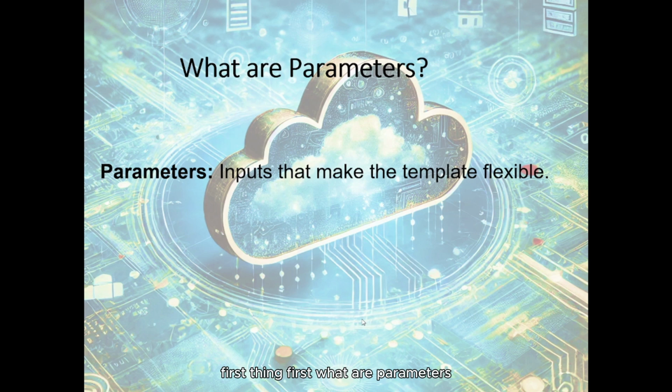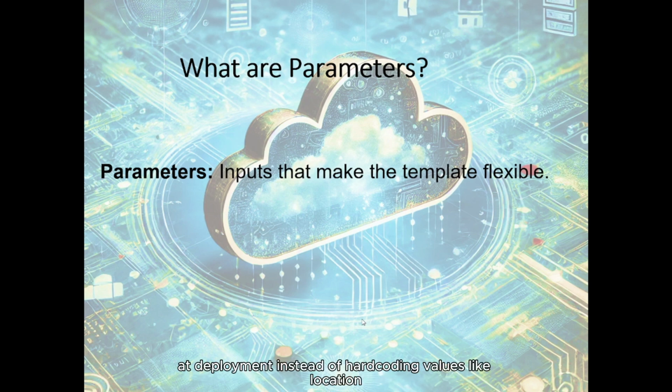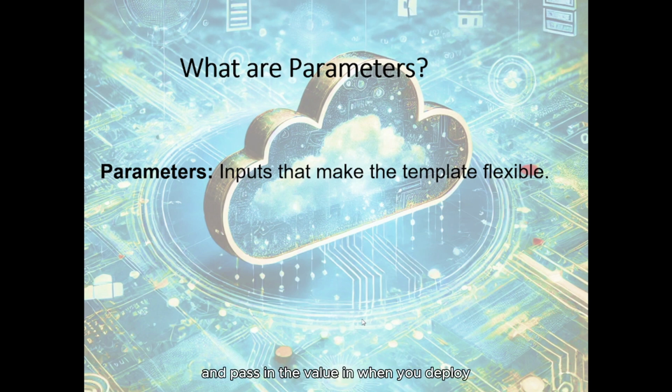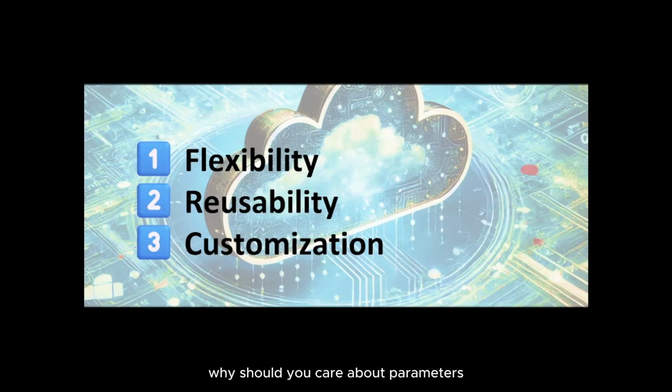First thing first, what are parameters? Parameters are like inputs that you can pass into your bicep template at deployment. Instead of hard coding values like location, resource name, you can define them as parameters and pass the value in when you deploy. Why should you care about parameters?